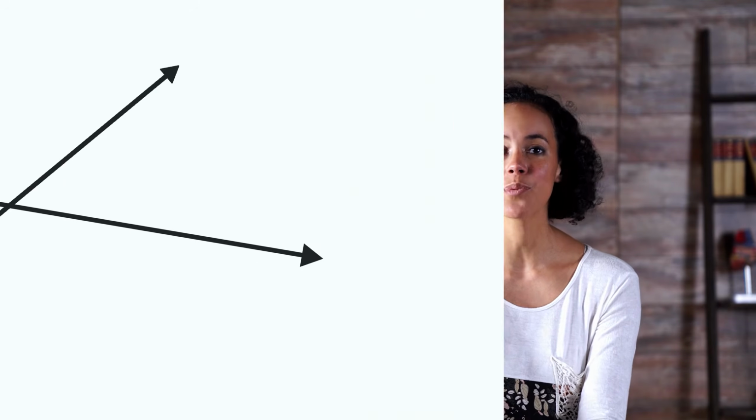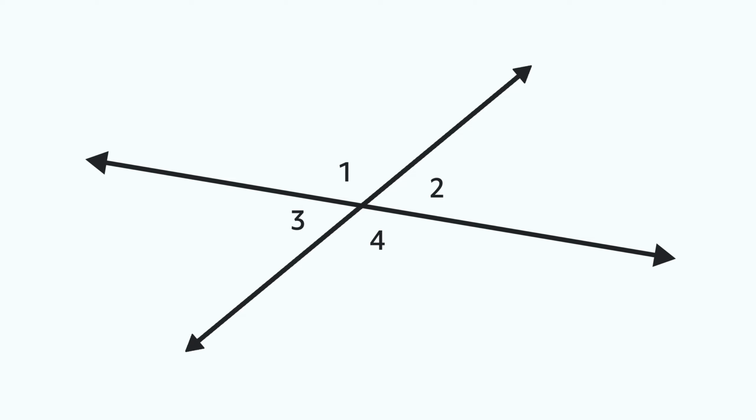Next, let's take a look at where we'll see some of these angles in the wild, or at least in geometry problems. Let's start by looking at two lines that intersect. In this case, we've numbered the angles. Whenever we see a figure like this, if we know any of the angles, we can determine all of the others.